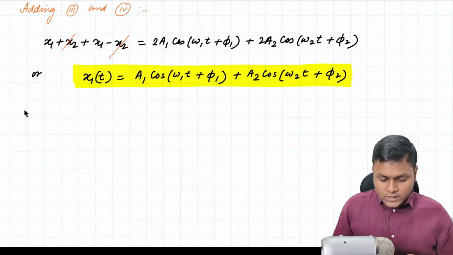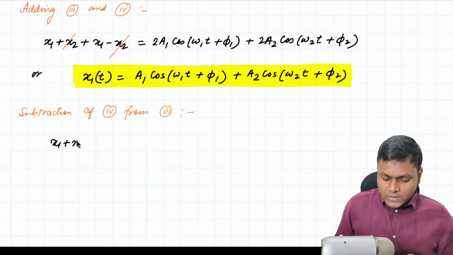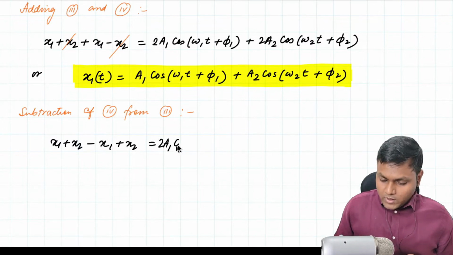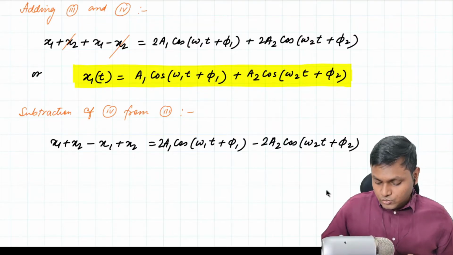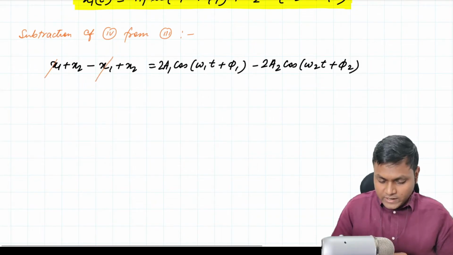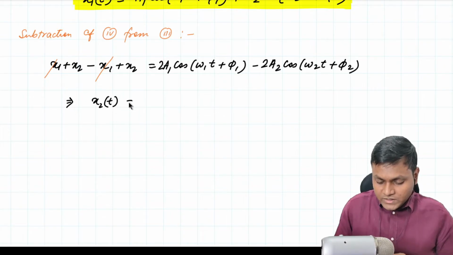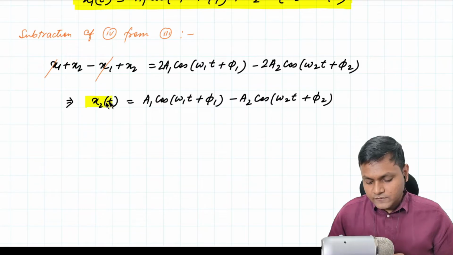Now let us quickly do a subtraction of point number 3 from 4, or rather point number 4 from 3. So what I'm going to do is x1 plus x2 minus x1 minus x2, which becomes x1 plus x2, is simply equal to 2A1 cos(omega 1 t plus phi 1) minus 2A2 cos(omega 2 t plus phi 2). Here again, the x1 cancels out, right? And you're left with 2x2. The 2 gets cancelled on both hand sides. And finally, you end up getting x2(t) is equal to A1 cos(omega 1 t plus phi 1) minus A2 cos(omega 2 t plus phi 2). So this is the general solution for the second mass.